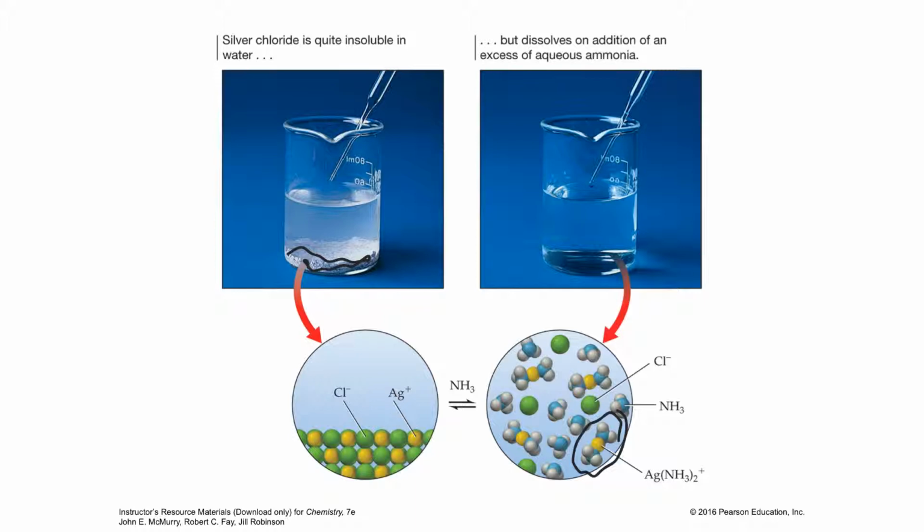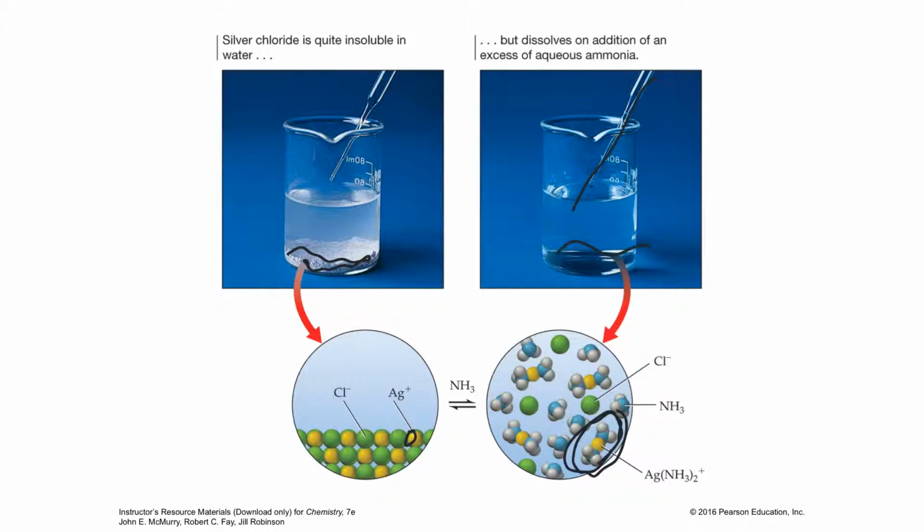All right, so if I can make a complex out of it, then the silver chloride dissolves. And then you end up with chloride ion, so you're dissolving it. So by adding ammonia, that's what they've done. They've added some aqueous ammonia. All of this silver chloride dissolved.